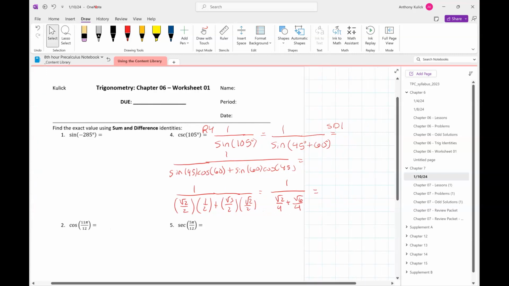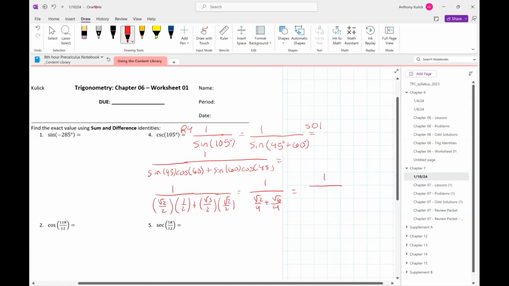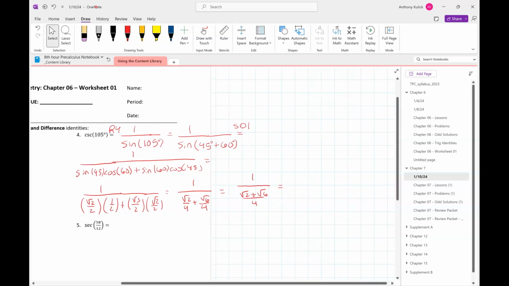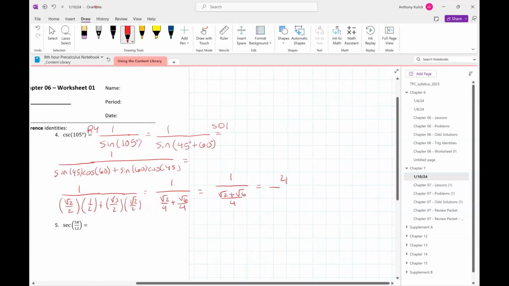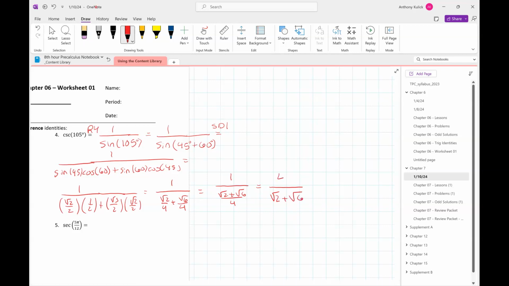Since those have a common denominator, I can write that as a single fraction. And since I have 1 over a fraction, I can just take the reciprocal of the fraction. Like last semester when we were writing the sinusoids, if we had 1 over 1/2, that was the same thing as 2. Same idea here.